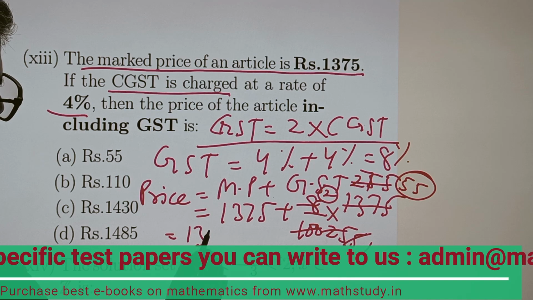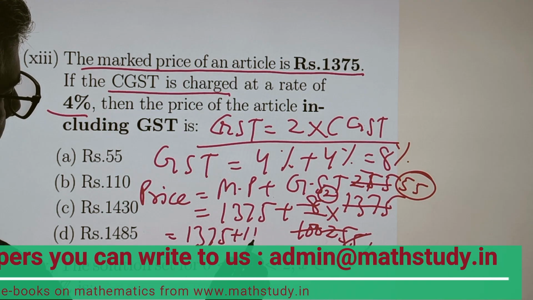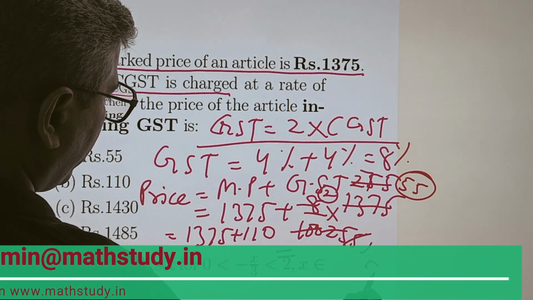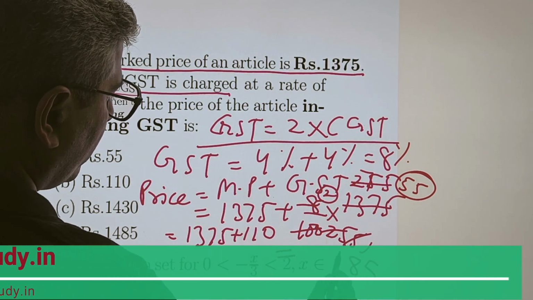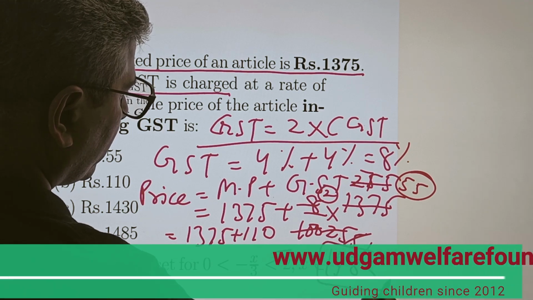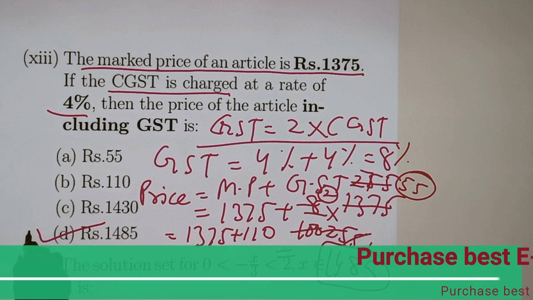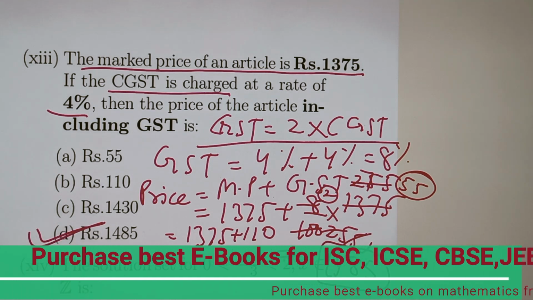So 1375 plus 110. This is equal to what? This is equal to 1485. Are we having this one? Yes, we are having the option D. So this is our correct answer here.